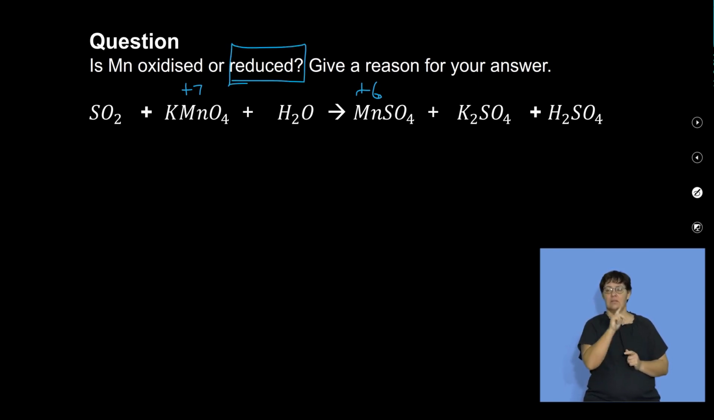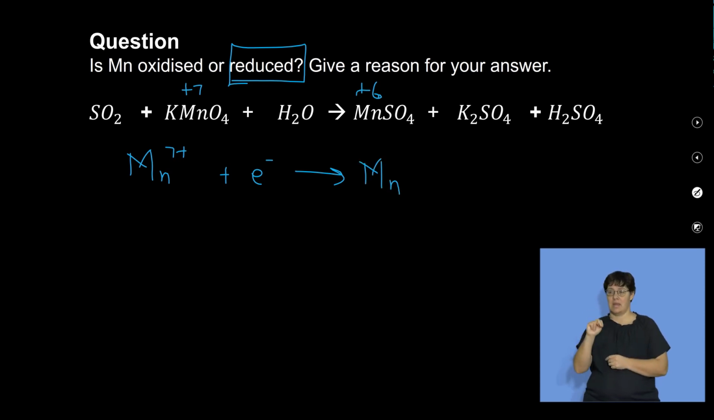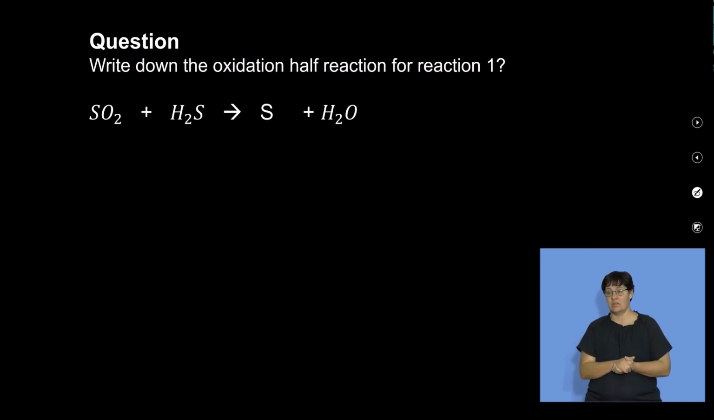So what has happened to manganese? If we represent this, we can say manganese plus 7 plus an electron gives us manganese plus 6. So in this case, it has been reduced because it has gained electrons. Now, having said that, we can move into the next question, which says write down the oxidation half reaction for reaction 1. Oxidation in this case has to do with the loss of electrons.